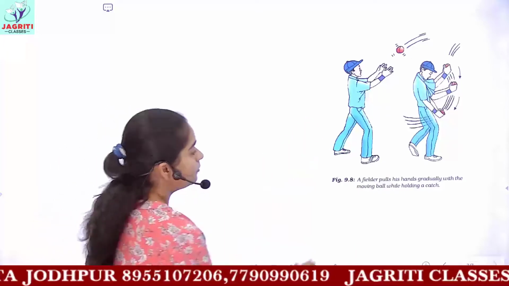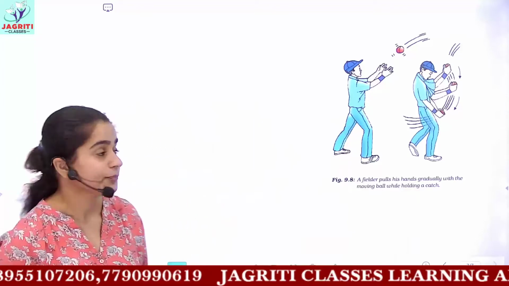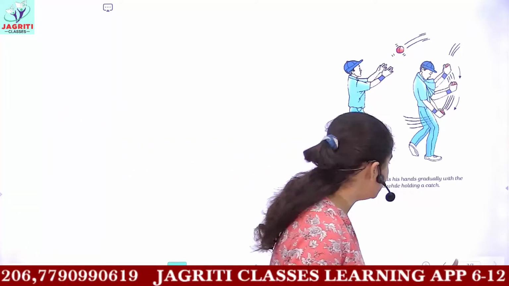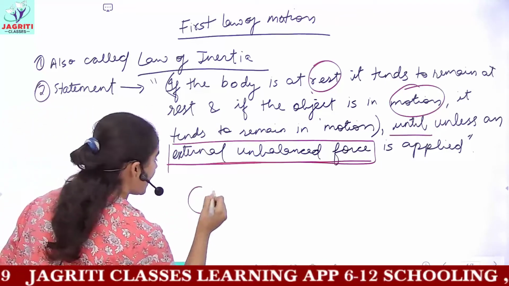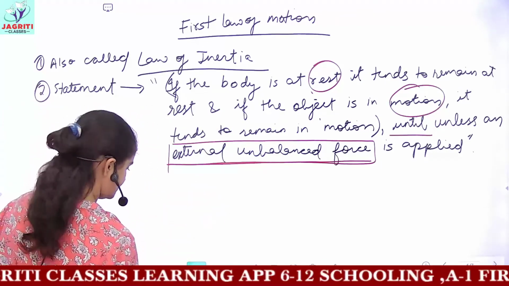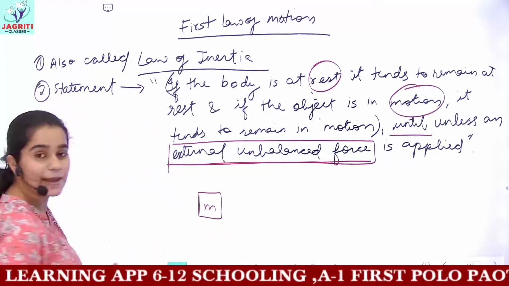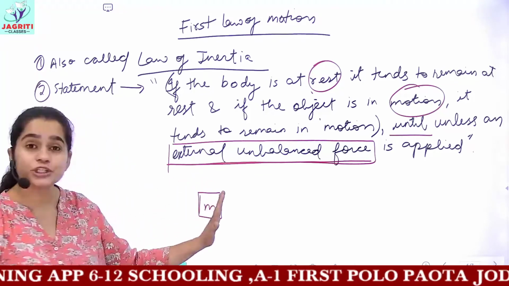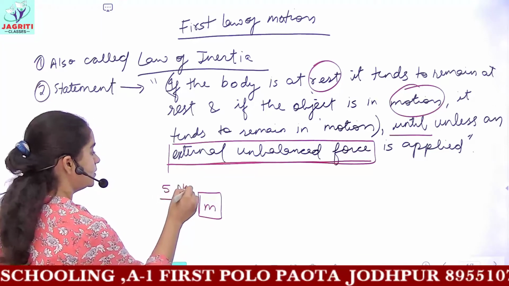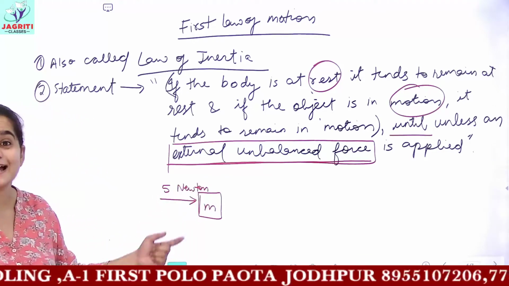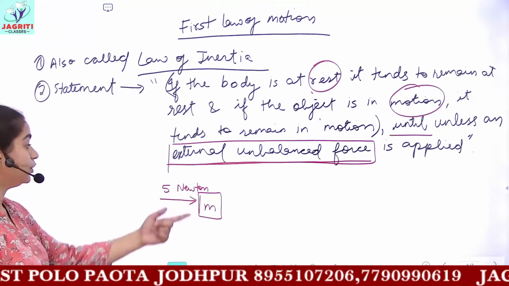One example is a fielder pulling his hands gradually with the moving ball while holding a catch. Okay, this example belongs to the second law, sorry. So for the first law, let's suppose you have an object here, and let's suppose its mass is m. Now you try to push this object, and you are applying a force of 5 newtons. We already discussed the unit of force, that is Newton, in the introductory video.